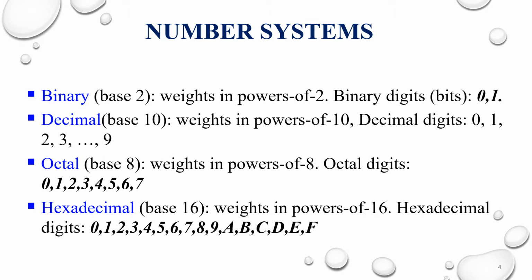The next one is hexadecimal. This is base 16, that is, weights in powers of 16. The hexadecimal digits are 0 to 9, and next to 9, it starts from A to F. So this is about the number system.